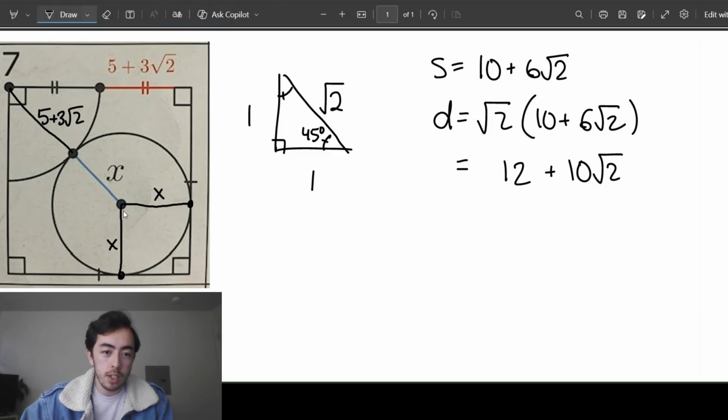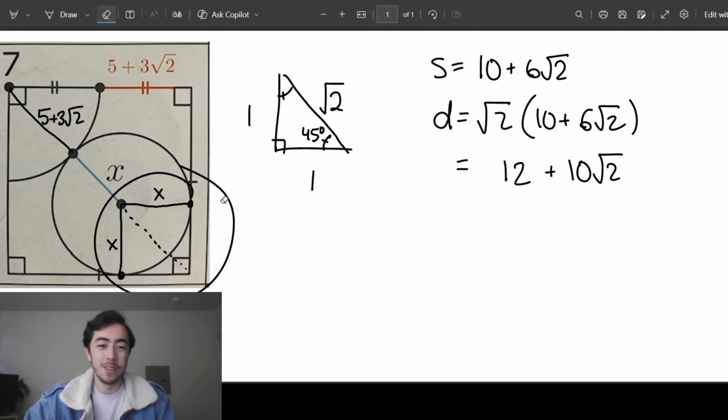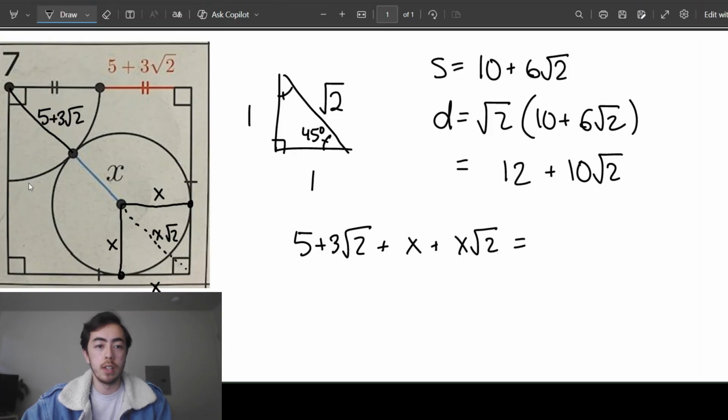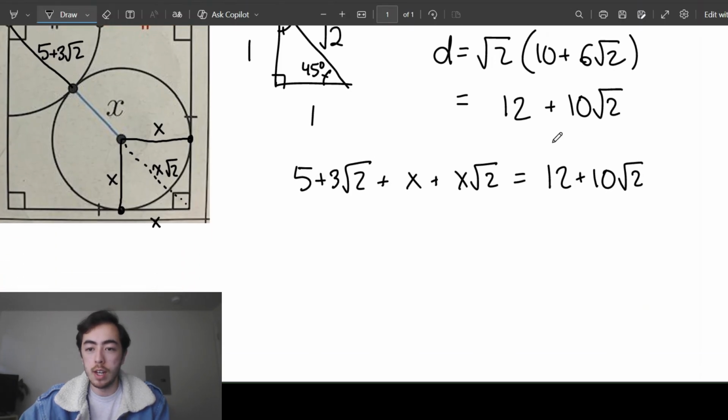And finally, let's actually draw this part of the diagonal too. These are, again, 45, 45, 90 triangles. And so we can see in the corner that we have x, x, and then x root 2 for this last diagonal here. And I think this is enough to set up an equation because we could figure out that the diagonal is the same as 5 plus 3 root 2 plus x root 2 just by adding up the components. And by studying the square as a whole, we also know that this diagonal is 12 plus 10 root 2.